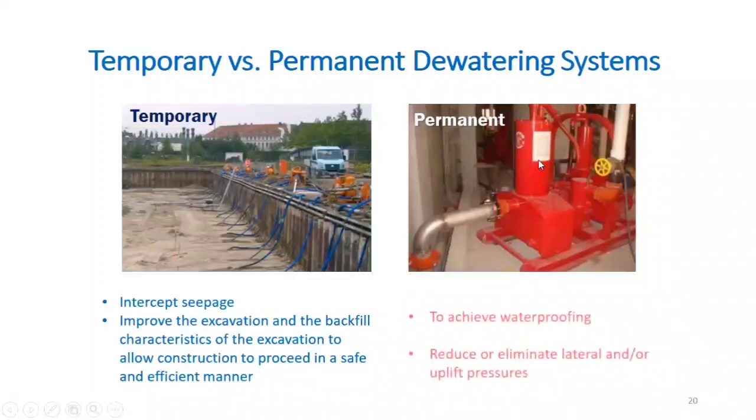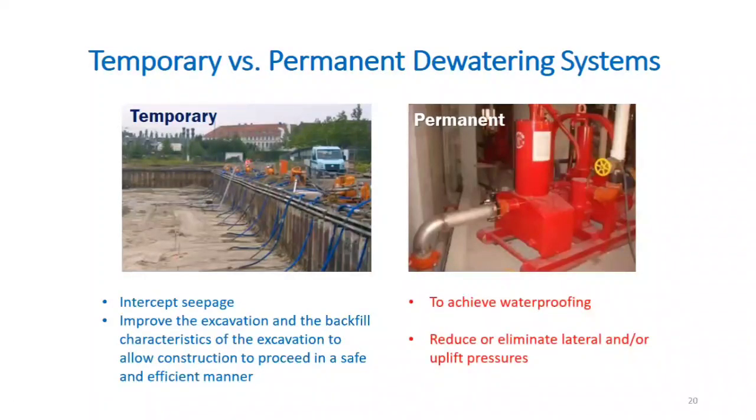In the case of permanent dewatering, the main objective is not to temporarily stop the seepage. The main objective is to make your systems waterproof. Okay, so that's the main objective. Or you can say that you want to reduce or eliminate the lateral and/or uplift pressures. Like I said, in the case of retaining walls, the purpose of lowering the groundwater table is to reduce the lateral pressures. And in the case of basements, if you have installed permanent dewatering systems, you want to reduce the uplift pressures on the basement walls, basement floors, and rafts, whatever has been designed for that basement. Okay. So this is the key difference between temporary and permanent dewatering systems.